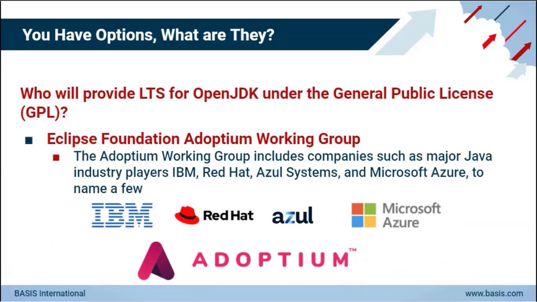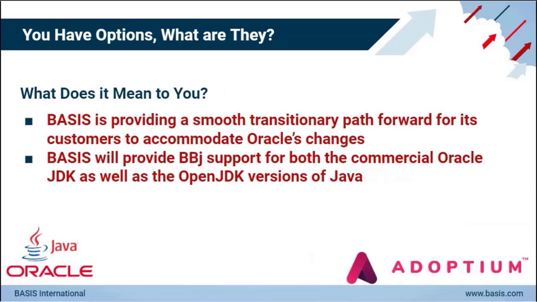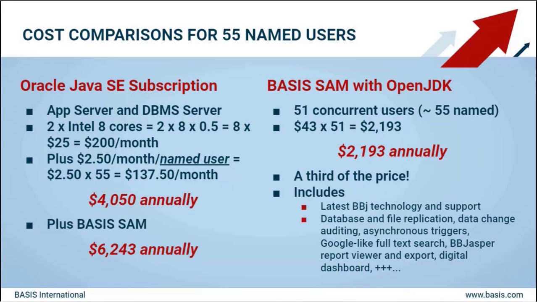Should you be concerned about just who is providing support for OpenJDK? It's really not much of a question. The Adoptium working group includes companies like IBM, Red Hat, Azul, and Microsoft Azure, just to name a few. You're in good hands. So again, what does this mean to you? Basis is committed to providing a smooth transitionary path for its customers in order to accommodate Oracle's changes. Basis will provide BBJ support for both the commercial Oracle JDK as well as OpenJDK versions of Java.